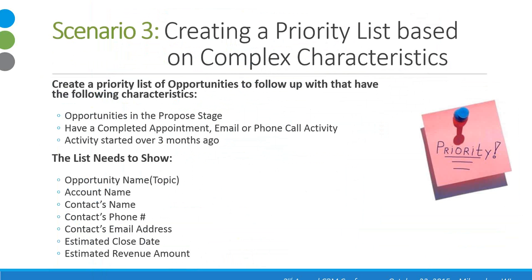And let's move on to scenario 3, creating a priority list based on complex characteristics. So we will create a priority list of opportunities to follow up that have the following characteristics. Opportunities in the propose stage have a completed appointment, email, or phone call activity, and that activity started over 3 months ago. The list needs to show the opportunity name or topic, the account name, the contact's name, phone number, email address, and then the estimated close date and estimated revenue amount.